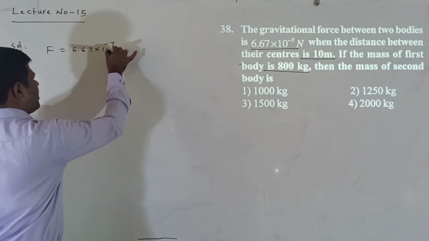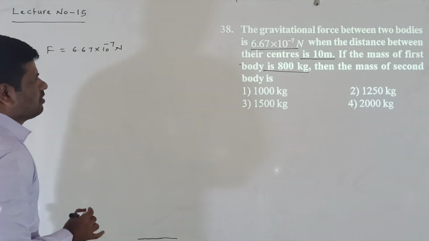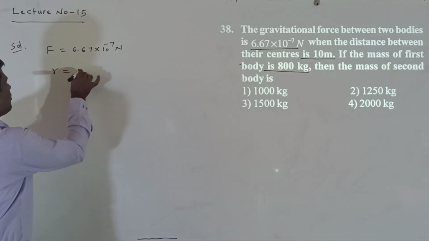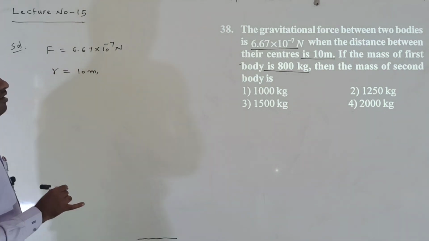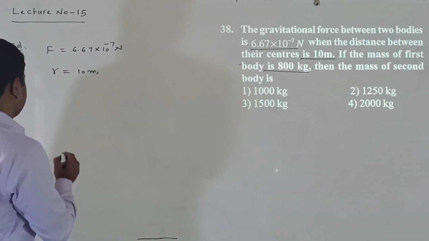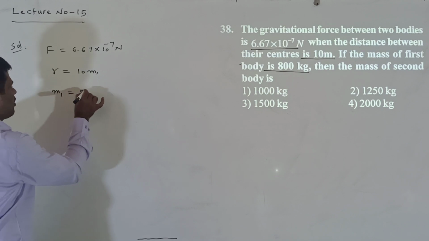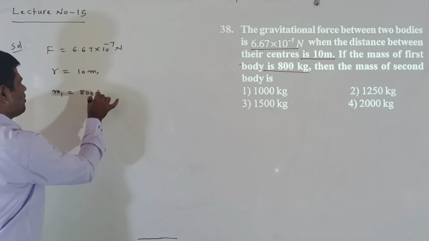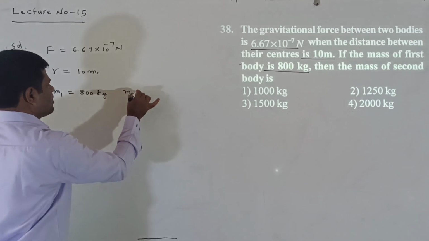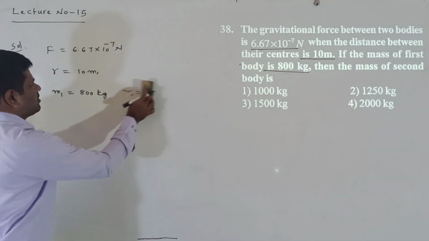F is 6.67 into 10 power of minus 7 Newton. Clear. The distance between them, r, is equal to 10 meter, given. The mass of the first body is given as 800 kg, and the mass of the second body is asked in the problem. M2 is how much?